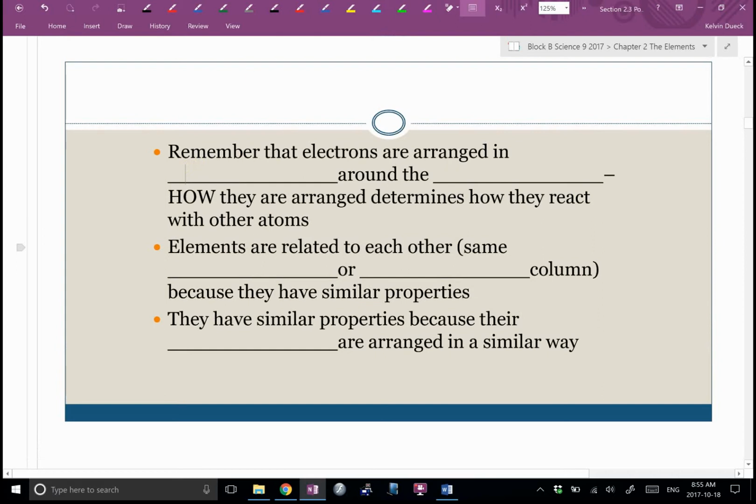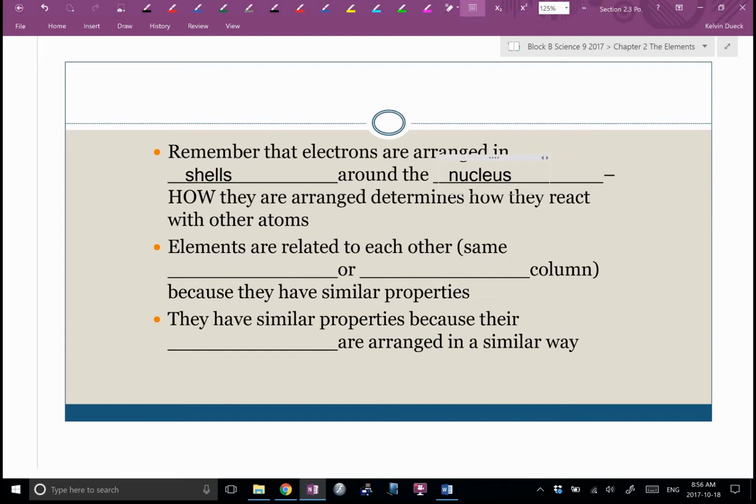Shells. What are they arranged in shells around? What's at the center of the atom? Begins with the letter N. Around the nucleus. And here is the big theme for the next few days, David. How they are arranged in shells determines how they react with other atoms.